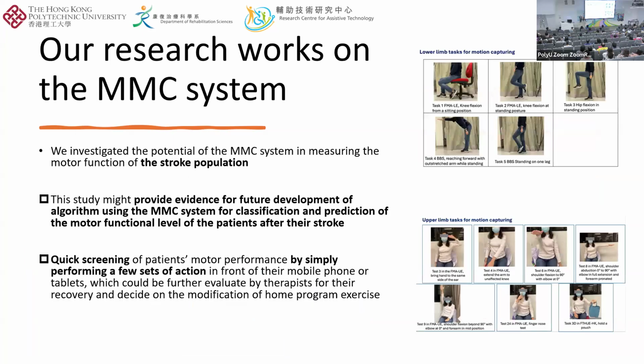So we have conducted another research. We set several sets of movement, several sets of tasks for the patients to perform, such as the upper limb task and the lower limb task. And we check whether the motion capture system can determine the left and right difference in performing those tasks in the stroke populations. And we also applied a machine learning model to see whether the machine learning model can successfully classify the functional level of performance in the stroke survivor just by doing a few sets of action rather than the standardized assessment.